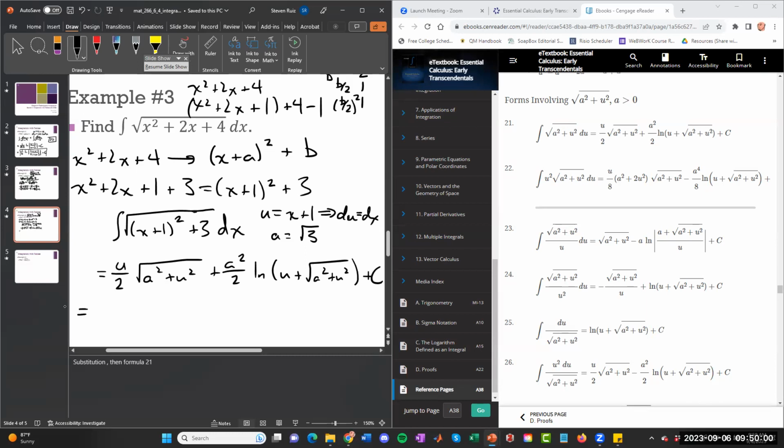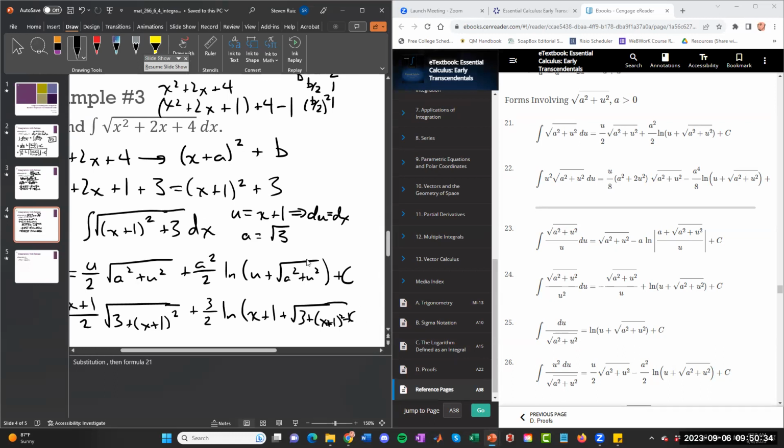Now let's drop into things we know. x plus 1 over 2 times radical 3 plus (x plus 1) squared, plus 3/2 natural log of x plus 1 plus radical 3 plus (x plus 1) squared, plus c.